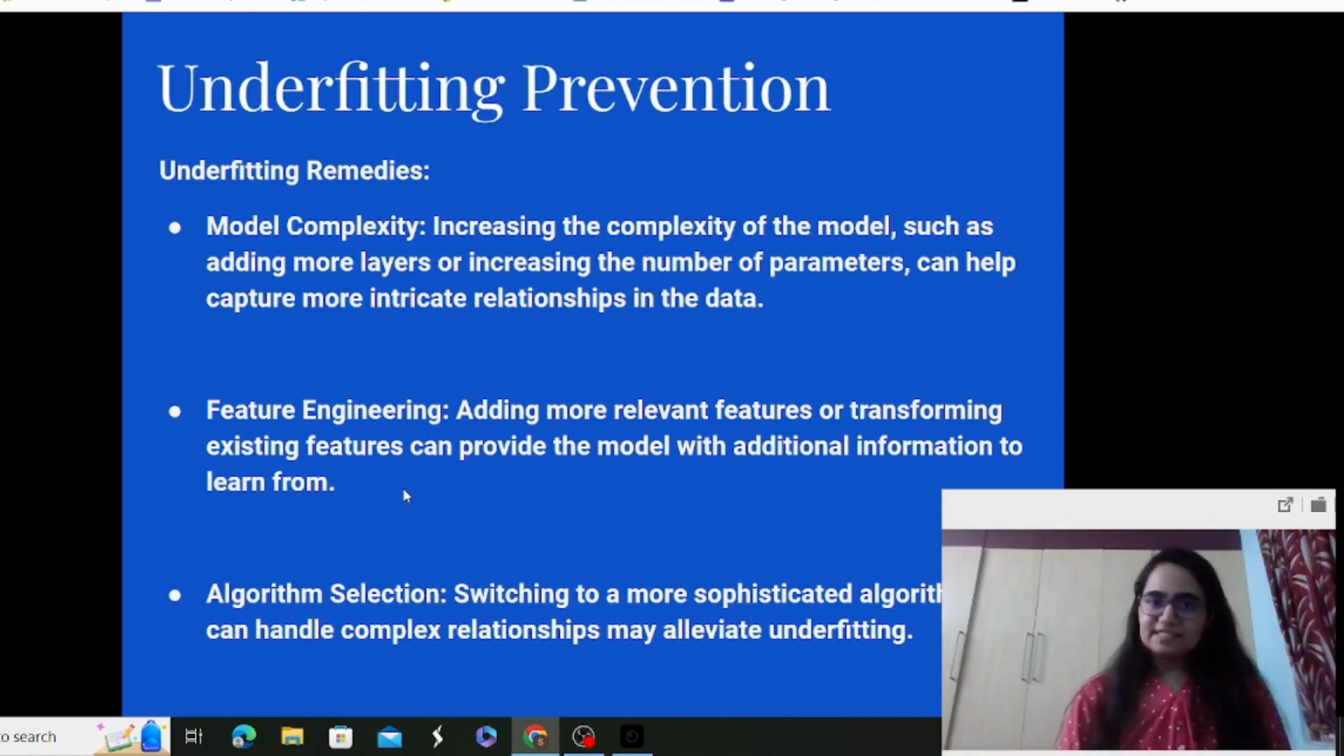Feature engineering is that process, adding more relevant features or transforming existing features, which can provide the model with more additional information to learn from, because your model is too simple. It is not identifying general patterns. So in order to help your model do that, you can do feature engineering, which will actually prevent underfitting.